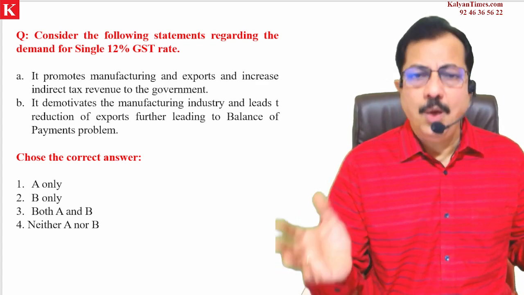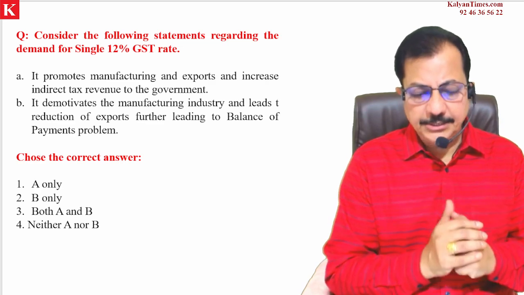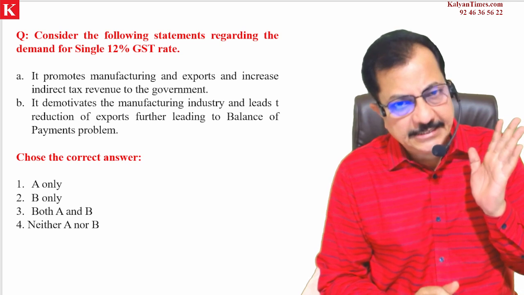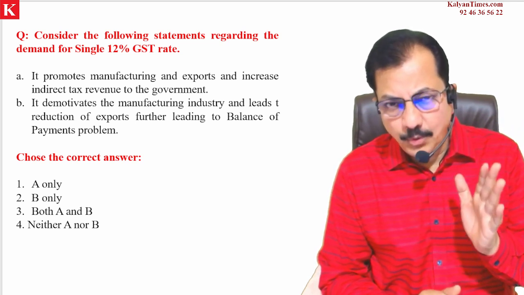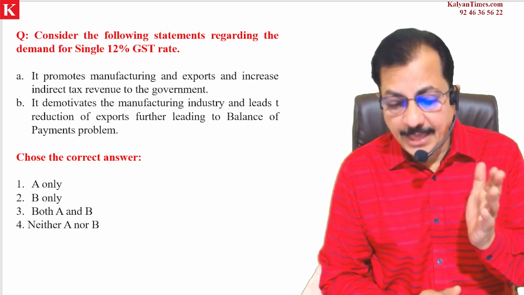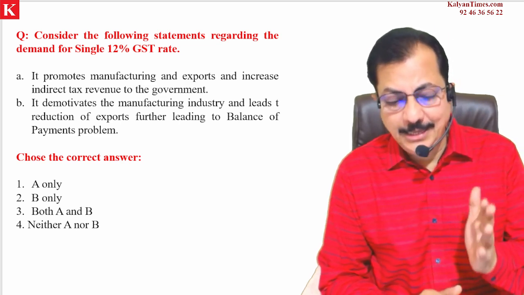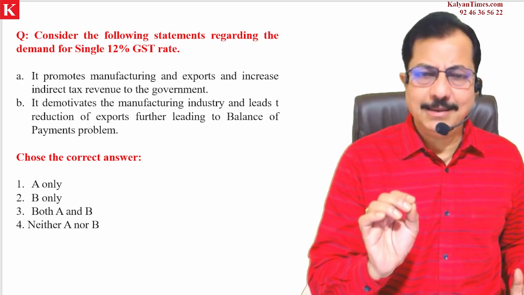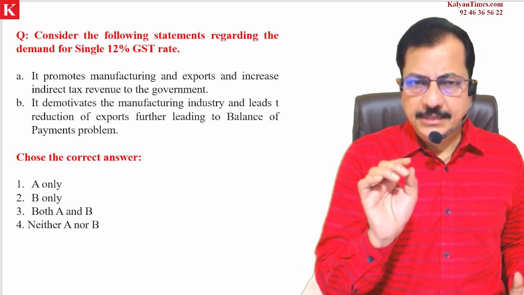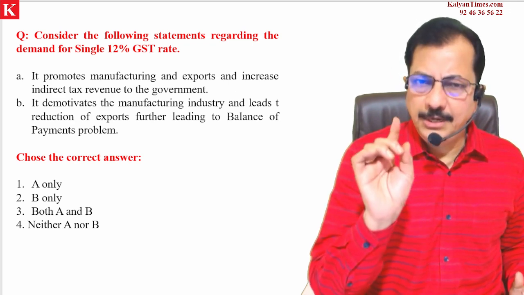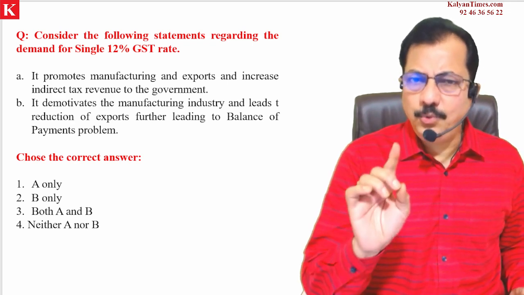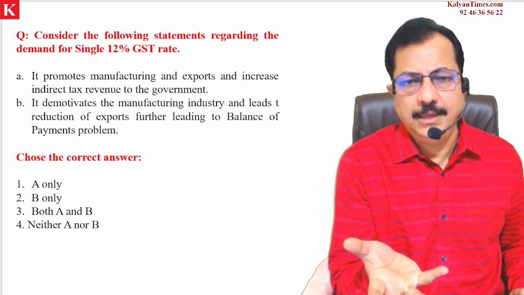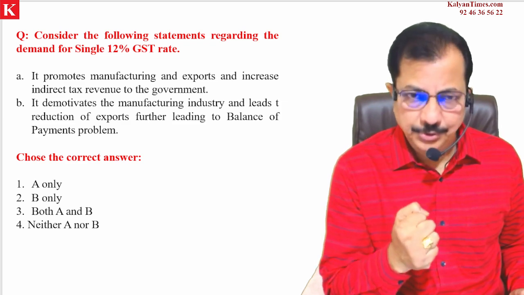Let's try to find out what is the correct answer. Look at this. If you introduce a single 12% GST rate, read statement A: it promotes manufacturing and exports and increases indirect tax revenue to the government. Now understand very clearly and carefully. These are the questions that you have to read very carefully. You have to analyze properly, apply logic very, very carefully, then automatically you will come to a conclusion.